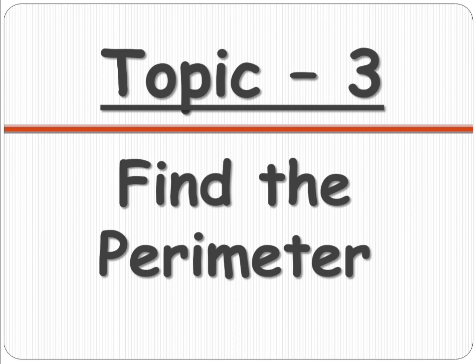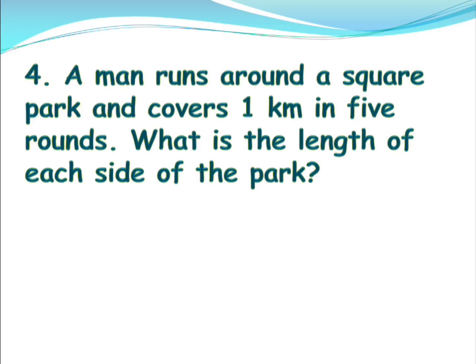Let's do those sums. A man runs around a square park and covers 1 kilometer in 5 rounds. What is the length of each side of the park? So if a man runs for 5 rounds, then it is 1 kilometer. So if he runs for one round, you have to find that. Then that becomes the perimeter, isn't it? From that, you can find the side. Here they have given that the park is a square park, isn't it, children? So simply you have to divide by 4, then you will get the answer. Okay. Let's do step by step.